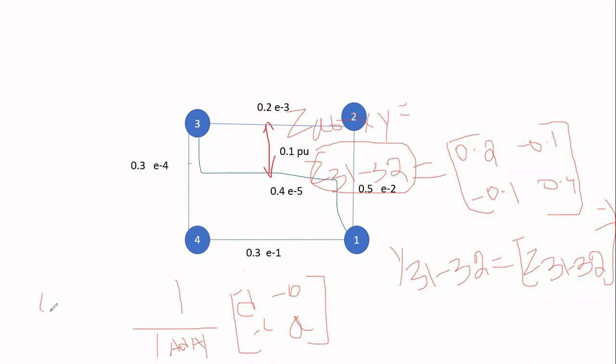Adjoint A means AD minus BC. This is the A value, this is the B value and C value and D value. Then we calculate AD. AD means 0.2 into 0.1 minus BC. B means minus 0.1 and minus 0.1. This is the adjoint A.